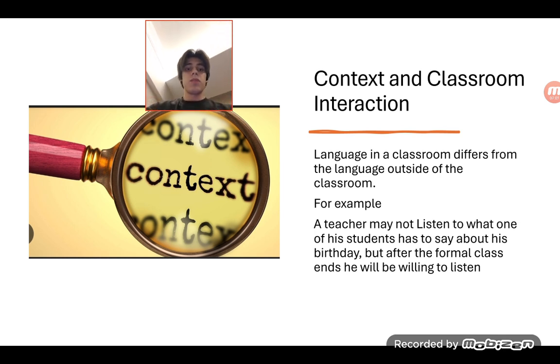Context and classroom interaction. Language in a classroom differs vastly from the language outside of the classroom, because the teacher is obviously going to have to speak more formally in a classroom than when speaking to one of their family members or something. An example for that might be a teacher who may not listen to what one of his students has to say about his birthday in the classroom, but after the formal class ends, he will probably be more than willing to listen to the student.